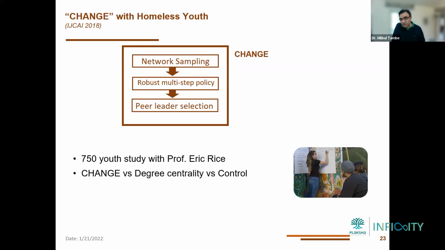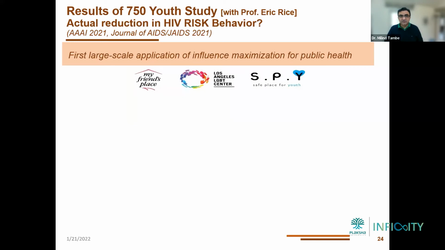And we want to know at the end of 1 month and at the end of 3 months, what was the change in behavior? So was there an actual reduction in HIV risk behaviors? And who caused it more, change or degree centrality? So we did this study with 3 homeless shelters in Los Angeles: My Friend's Place, Los Angeles LGBT Center, and Safe Place for Youth. This is the first large-scale application of influence maximization for public health.